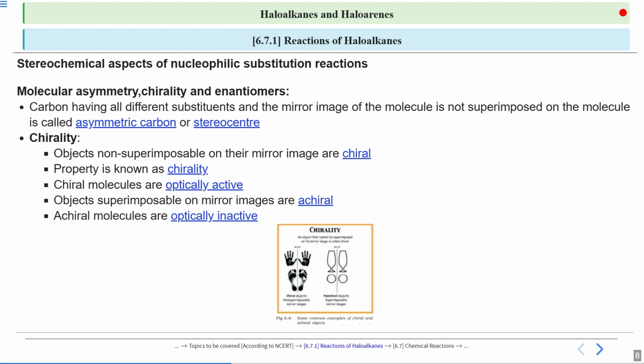Another example of a chiral object is the foot. You take this foot and draw its mirror image, and when you put this image of the foot on the initial foot, it will not be superimposed, right? So it is a non-superimposable mirror image. That means this object is chiral.